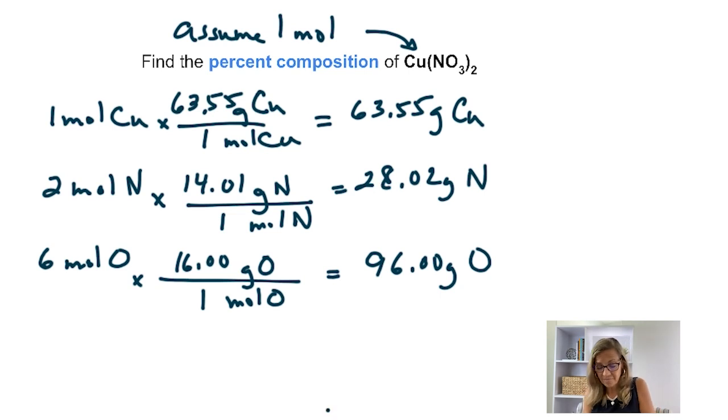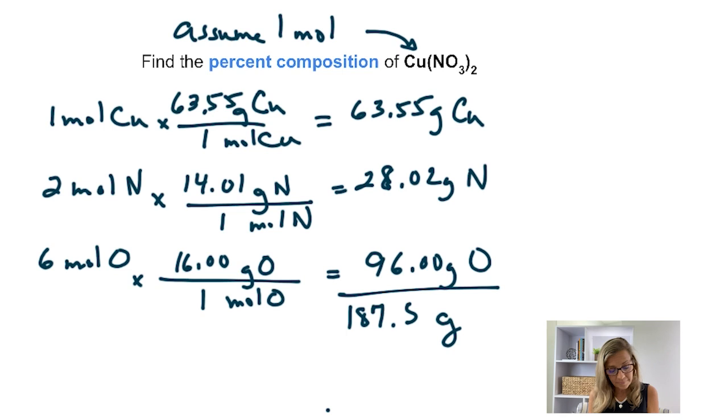Okay, so I have the mass broken down of each of the parts, each of the elements. Now add them together just like you're going to do for molar mass. 187.57 grams. Actually, that is the molar mass of copper nitrate right there. That is the molar mass. Okay, but I want percent. So how do I get the percent?